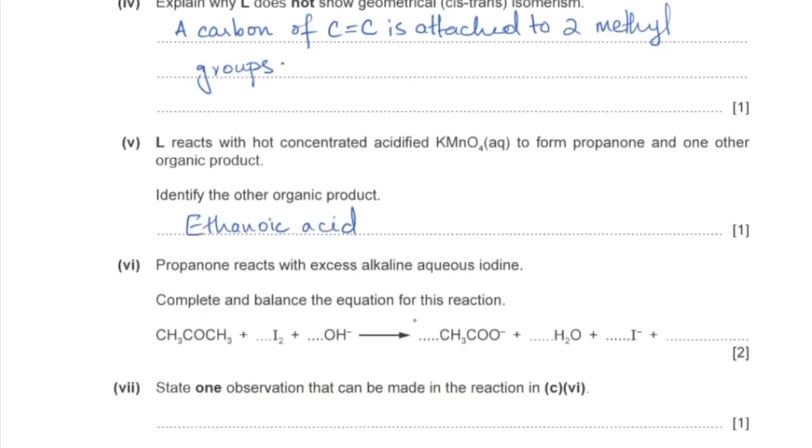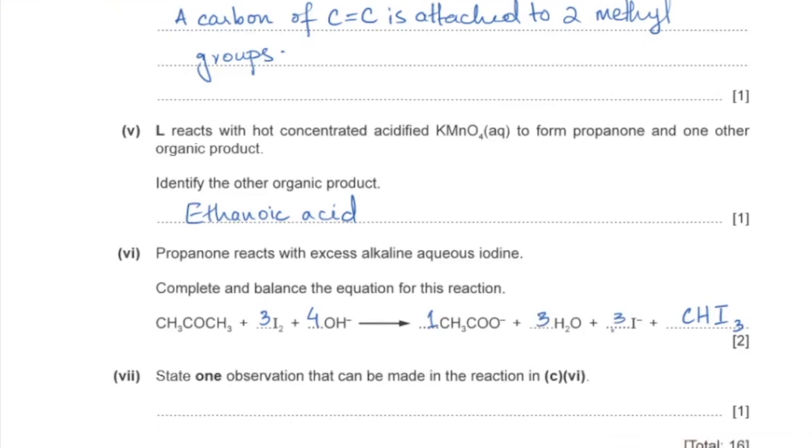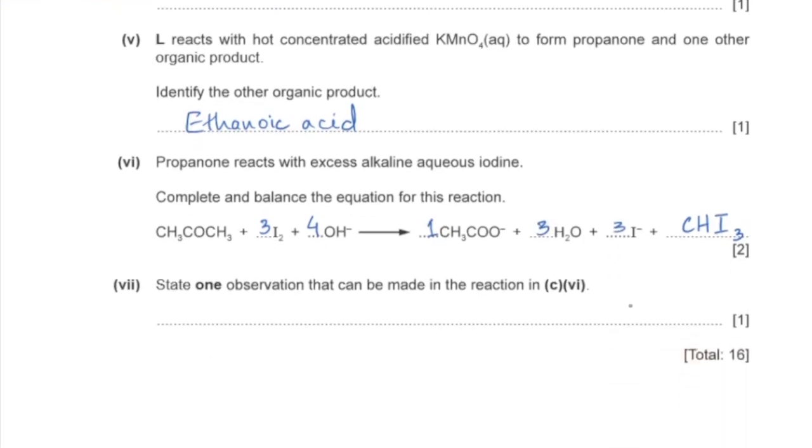Part 6, propanone reacts with excess alkaline aqueous iodine. Write a complete and balanced equation for this reaction. So ketone reacting with alkaline aqueous iodine will give us triiodomethane, which has a formula of CHI3. Now balancing, we'll have 3 moles of iodine here, 4 moles of hydroxide ion, which is NaOH, 1 mole of this anion, 3 moles of water molecules, and 3 moles of iodide ion. Part 7, state one observation that can be made in the reaction in Part 6. That's a yellow precipitate, which is due to triiodomethane.